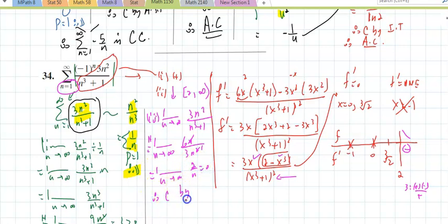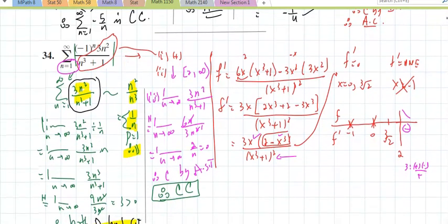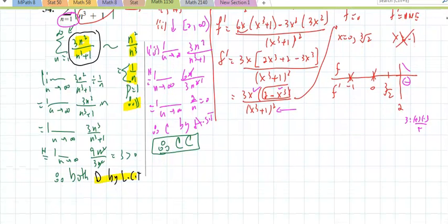Therefore, converge by alternating series test. And what's my conclusion? Therefore, it is conditionally convergent. So if it's conditionally convergent, I really have to do all of this work every time. Not pleasant, but hey, that's what it takes.